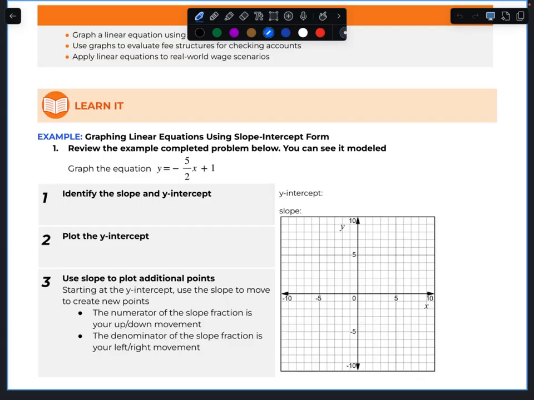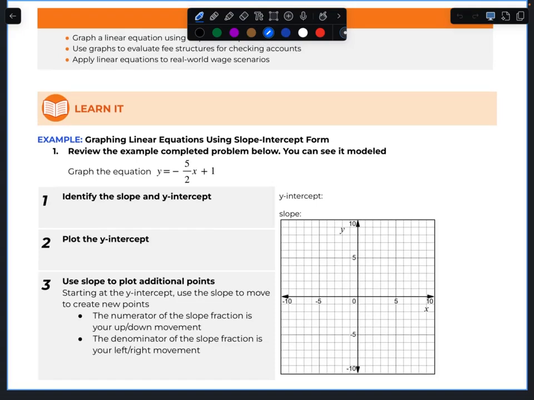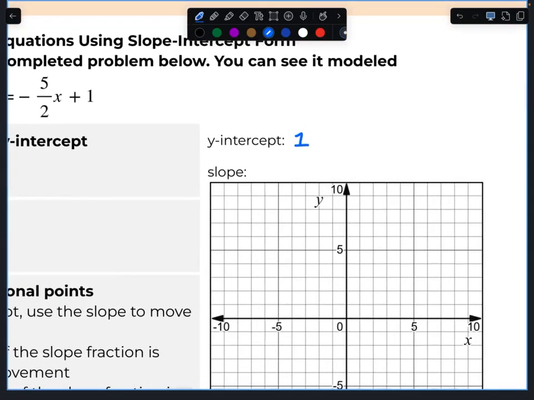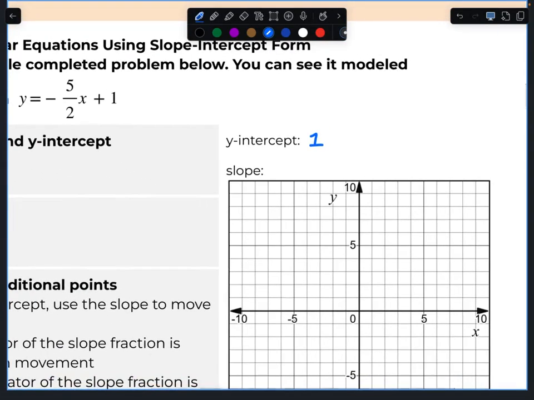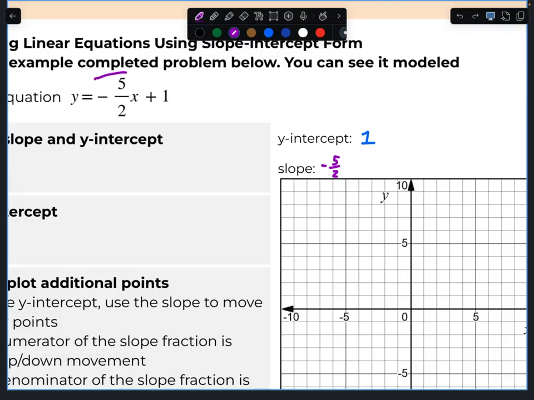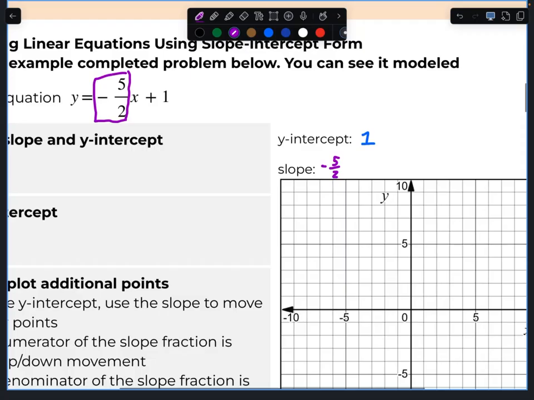First step. Can someone tell me what the first step I should do? It says it on here. Identify the slope and the y-intercept. Very good. What is the y-intercept? It is 1. And what is the slope? Negative 5 over 2. Just negative 5 over 2. We don't say the x. So negative 5 over 2 is my slope. The y-intercept is that positive 1.